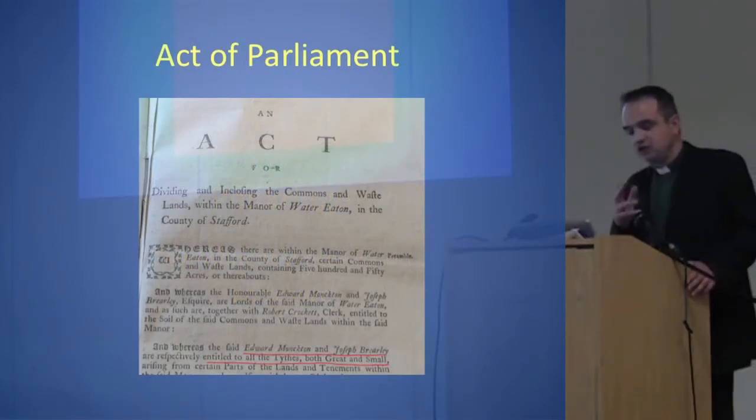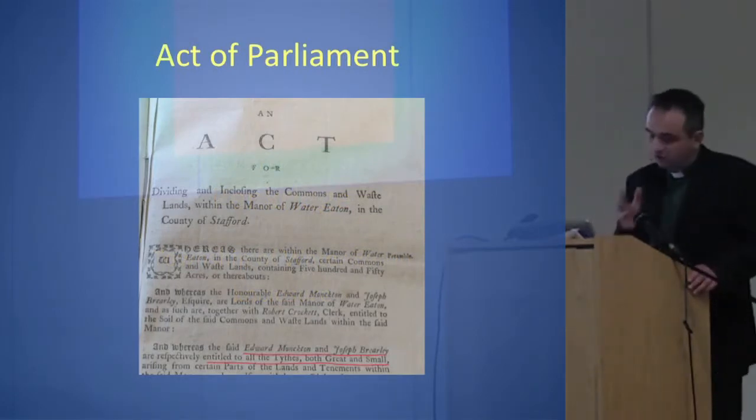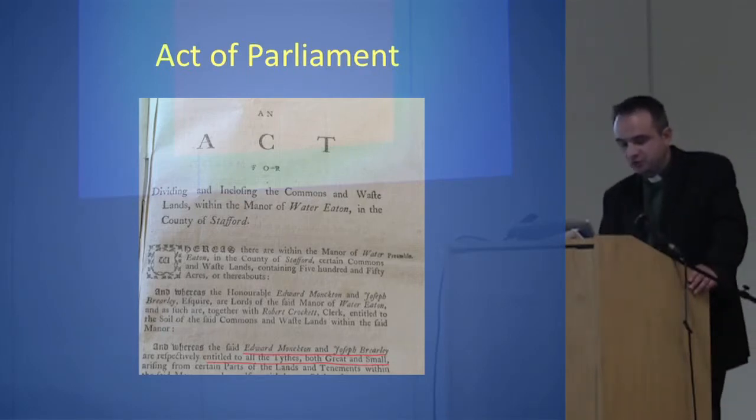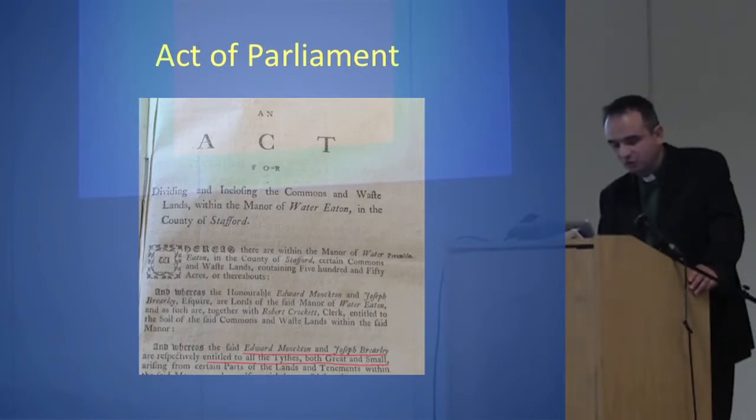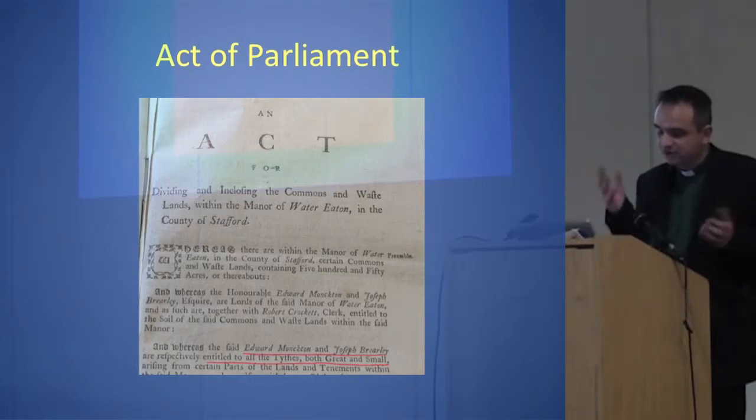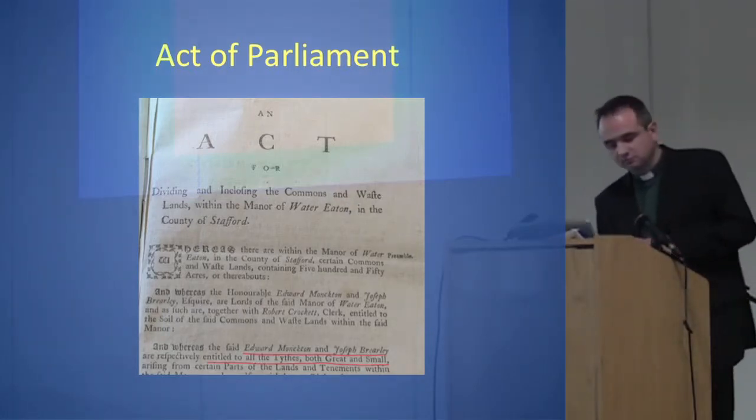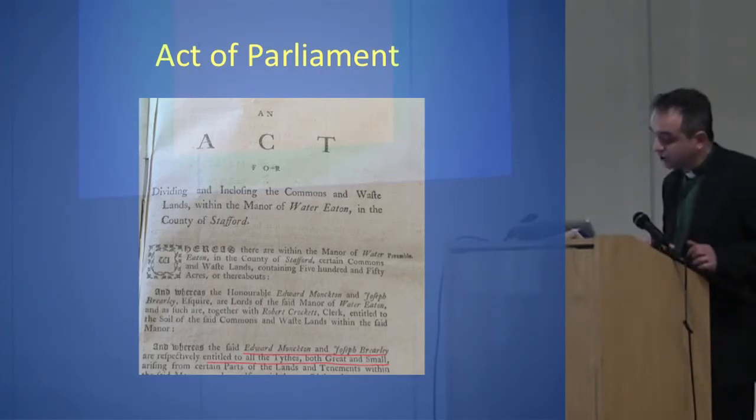Anyway, when there's an enclosure, normally there is an Act of Parliament. And whereas the said Edward Monckton and Joseph Rye are respectively entitled to all the tithes, both great and small, arising from certain parts of the lands and tenements. So these two lay people were the tithe owners. Edward Monckton and Joseph Rye.